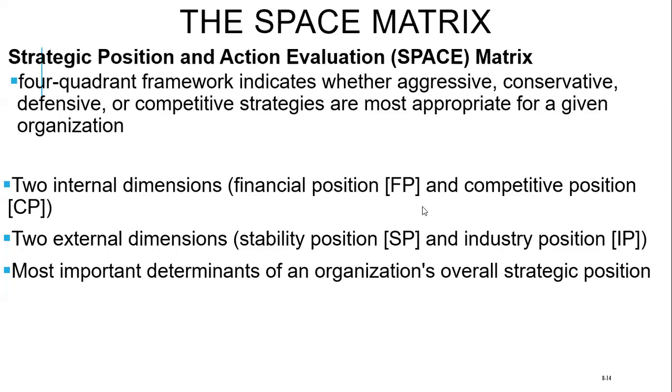So what happens is that it works by plotting the scores of an organization as far as their financial position is concerned, competitive position is concerned, stability position and industry position are equally concerned, on a graph, on what we call a Cartesian plane. So a Cartesian plane is the X and Y axis graph that we normally use whenever we are trying to plot some coordinates. Right?